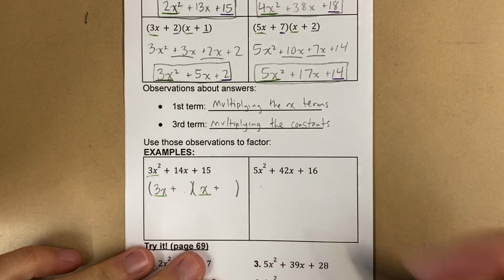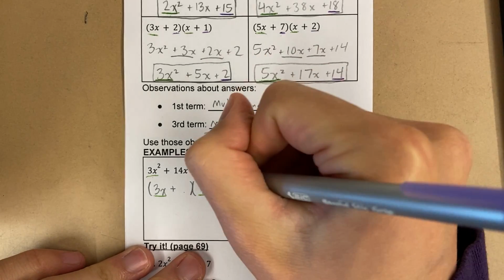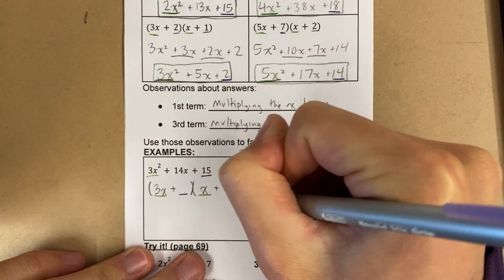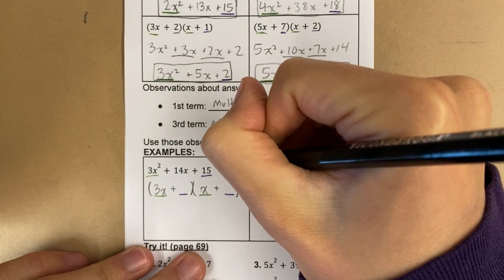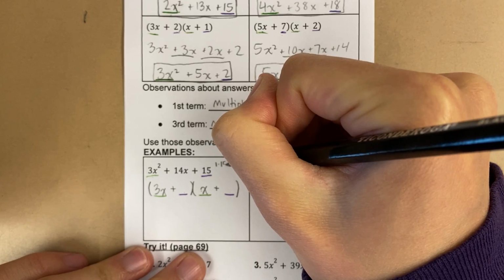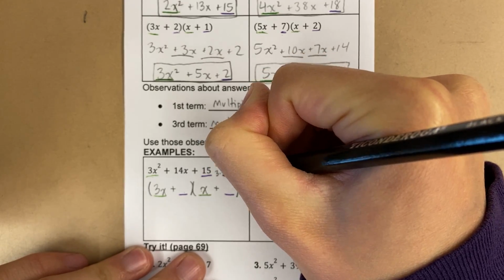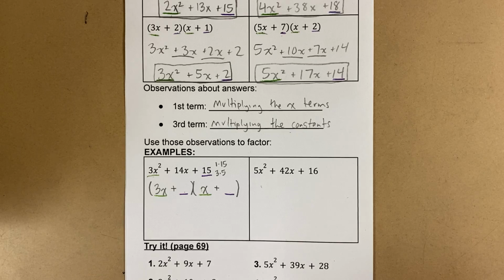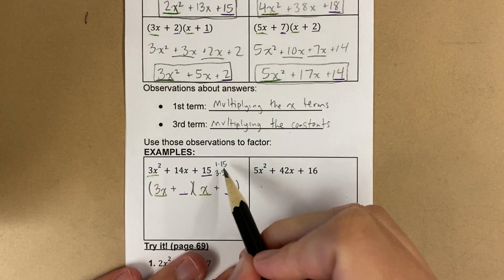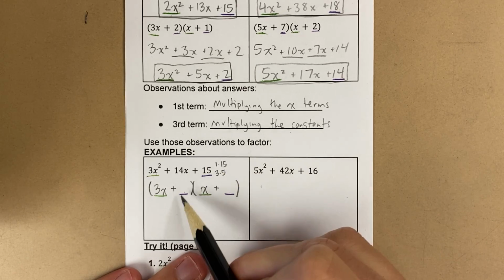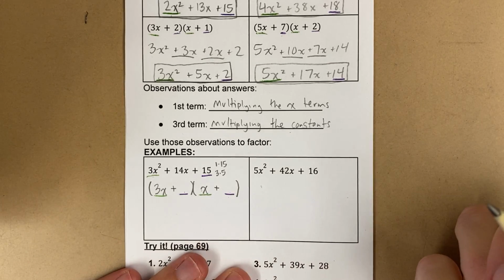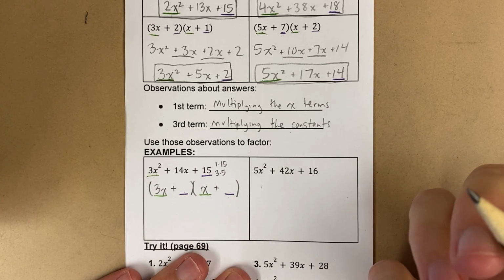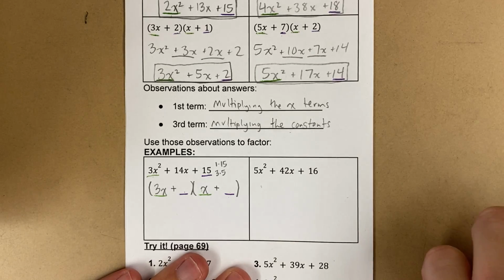Now, here's what I know. These two numbers, remember, our other observation was that these two numbers need to multiply to this. So what are numbers that multiply to 15? Well, I only have 2 possibilities, 1 times 15 and 3 times 5. So here's the deal. There's actually 4 options: 1 and 15, 15 and 1, 3 and 5, 5 and 3. And only one of the options is correct. How do I figure out which one's correct? I just guess and check.